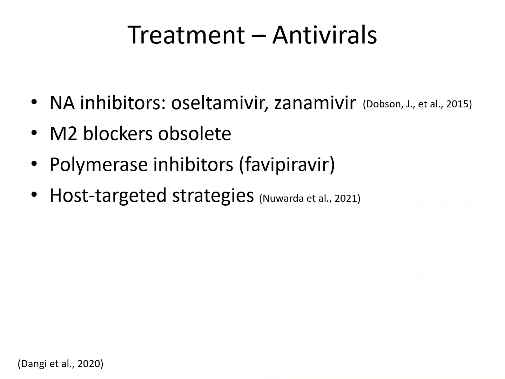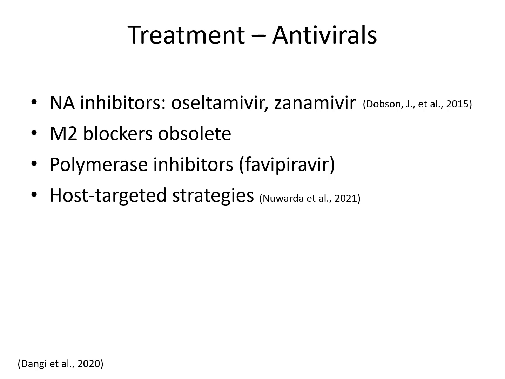Our antiviral arsenal has evolved significantly. The most commonly used drugs today are neuraminidase inhibitors: oseltamivir, which is known as Tamiflu, and zanamivir, or Relenza. These work by blocking NA, preventing new viral particles from escaping the infected cell. They need to be started within 48 hours of symptom onset to be effective, and they can reduce symptom duration by about 1 day and decrease complications.